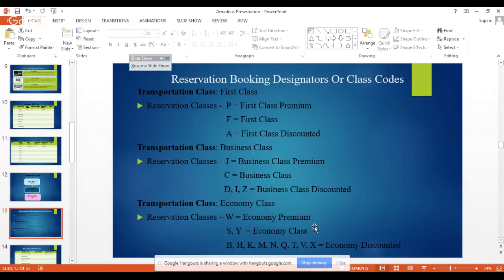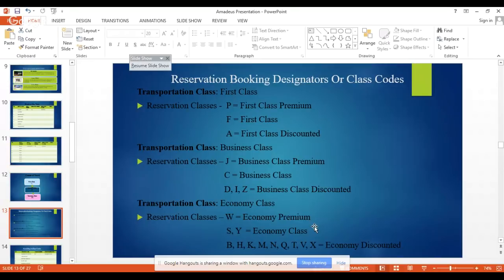Reservation classes, we have P. There are some cases you see P, Papa. It's always a first class premium. Now, if you're on a booking platform, let's say on Amadeus, if you're checking for a fare, it gives you the different classes of service. But before you come to F, it will have given you some classes, which are always the premium. Same thing goes for your business class, and same thing goes for your Y.